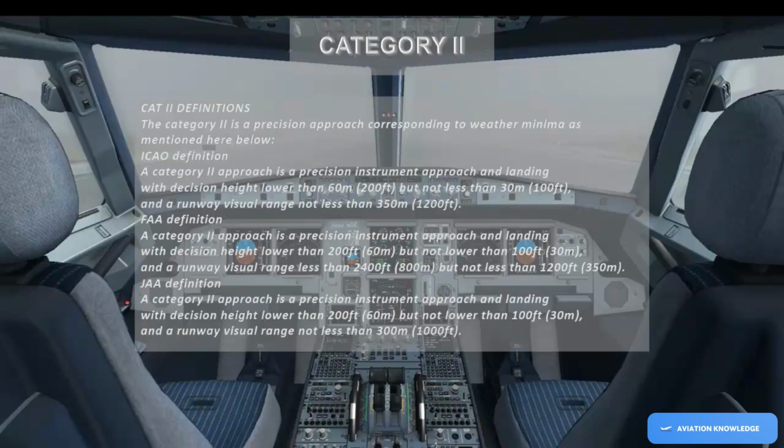JAA definition: a Category 2 approach is a precision instrument approach and landing with decision height lower than 200 feet, 60 meters, but not lower than 100 feet, 30 meters, and a runway visual range not less than 300 meters, 1,000 feet.